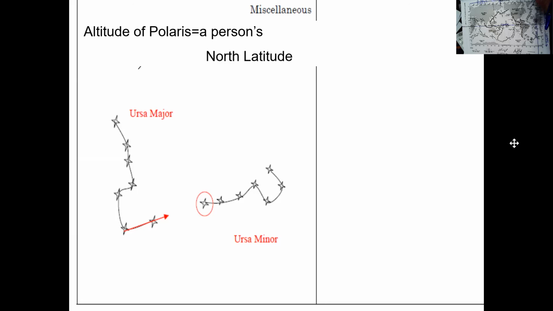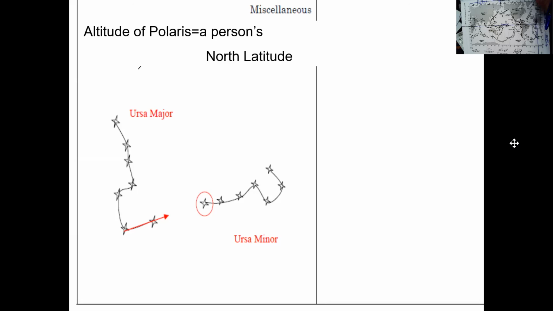This is really important because if you know your altitude of Polaris, you know your latitude. If you know your latitude, you know your altitude of Polaris. This is important. Put a huge star there because this will be on every test, every homework, every quiz, every lab, and I've seen it on literally every Regents I've ever corrected. You need to know that the altitude of Polaris equals your latitude.